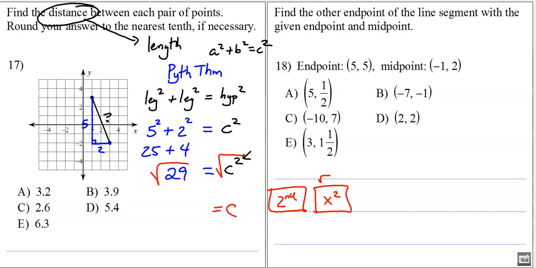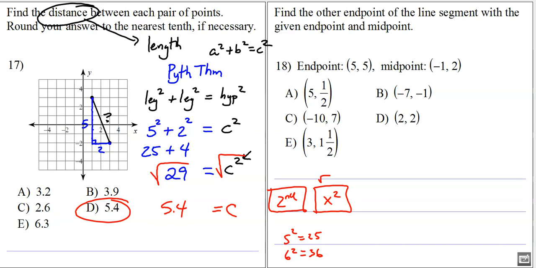But what times itself is 29? I don't know that exactly, but I do know that 5 times itself is 25, and 6 times itself is 36. So it's going to be somewhere between 5 and 6. So the correct answer there must be D, 5.4. And I'm sure they rounded that off somewhere to the nearest tenth.